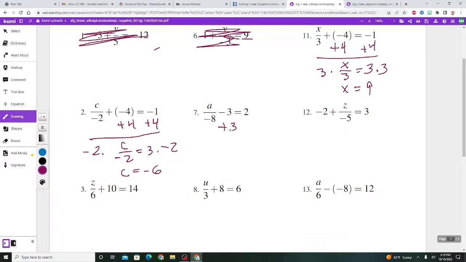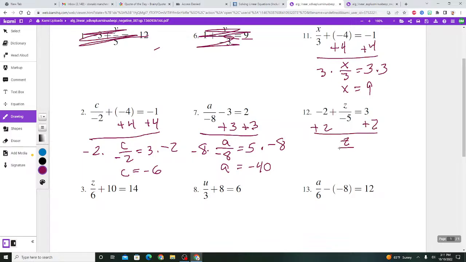Over here, we're going to add 3 to both sides. That gives us a over negative 8 equals 5. We multiply by negative 8 to the left and to the right. So a equals negative 40. Over here, we're going to add 2 to both sides. Z over negative 5, and then right here, we have 3 plus 2 is 5. So we multiply by negative 5 to both sides. And then z equals negative 25.